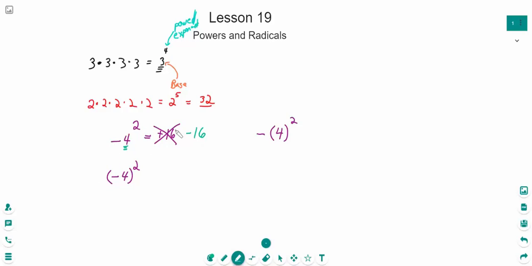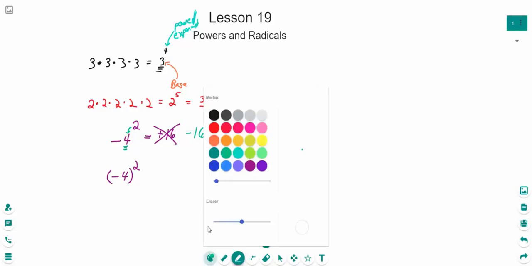Very, very important. I can't tell you how many people make this mistake. It's very common, so don't be one of those people. Don't make that mistake. Remember, the exponent can only influence the number directly below it. Just the 4, not the sign. Okay? So now, let's go on to this next one here and take a peek at that.